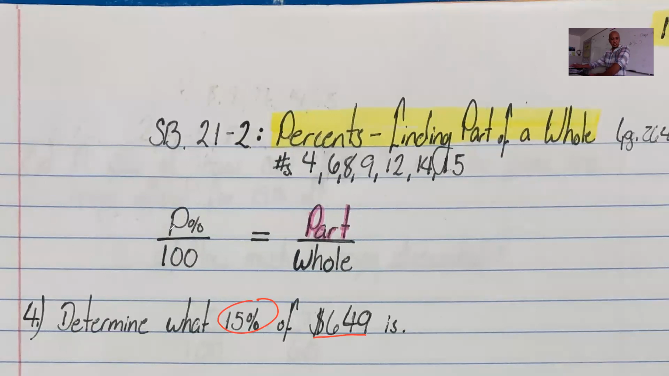Notice that 15%, so that would be 15 over 100. And then I know that 649 is a whole because of the word of. We learned yesterday that anytime you have something of something else, or out of something else, or from something else, that following of or out of would always be our whole. However, today, ladies and gentlemen, you're going to see that we're going to be given the percentage. We're going to be given the part, and we're actually looking for the whole.